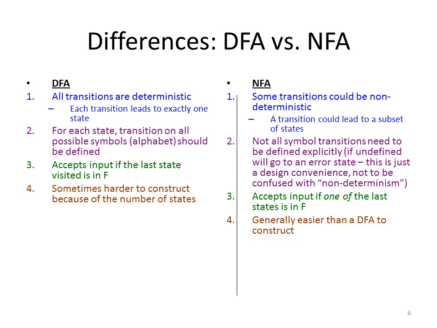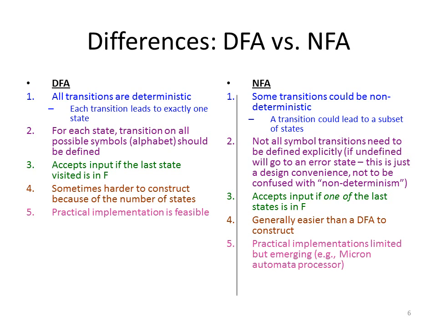And then the second difference: in DFA, for each state, transitions on all possible symbols must be defined, whereas in NFA, not all symbol transitions need to be defined explicitly. And then the third difference: in DFA, accept input if the last state visited is in F, whereas in NFA, accept input if one of the last states is in F. That is the difference between DFA and non-deterministic finite automata.